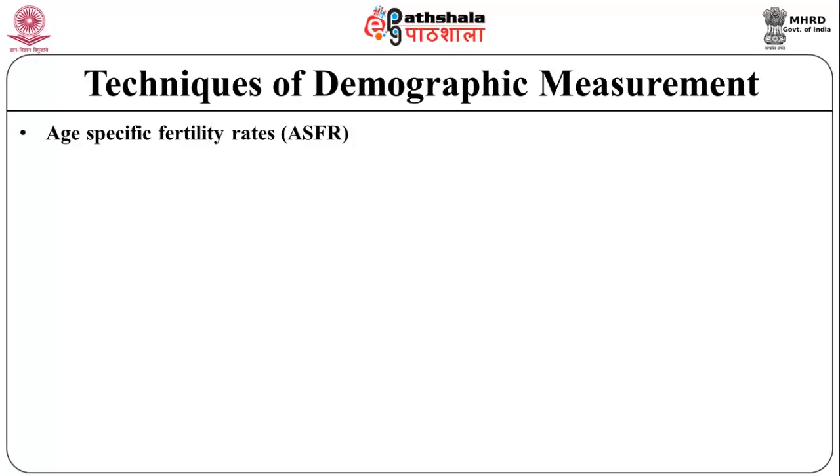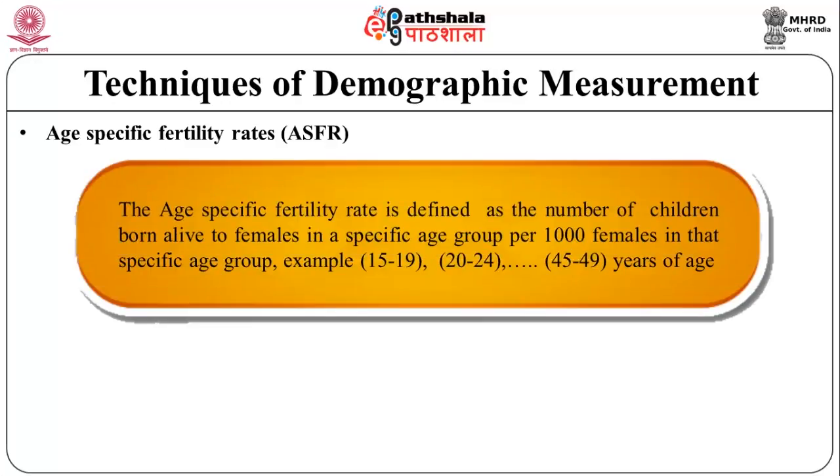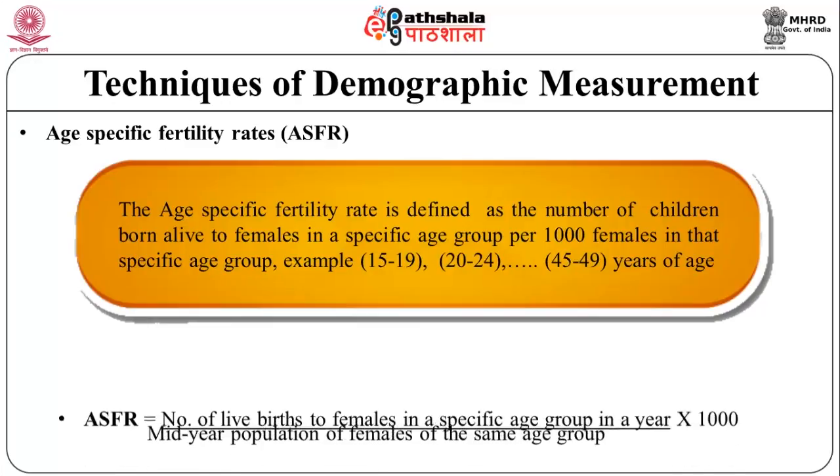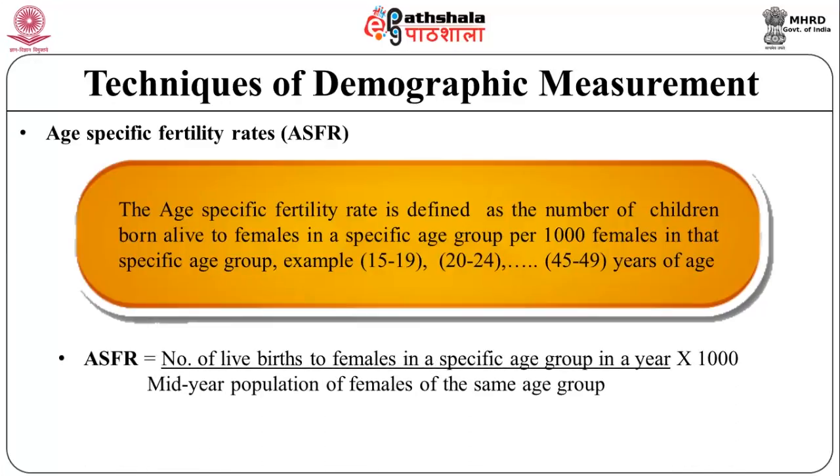Now, next is age-specific fertility rate, ASFR. The age-specific fertility rate is defined as the number of children born alive to females in a specific age group per thousand females in that specific age group. For example, 15 to 19, 20 to 24, 45 to 49 years of age, etc. Now, the formula to calculate ASFR is given in front of you.